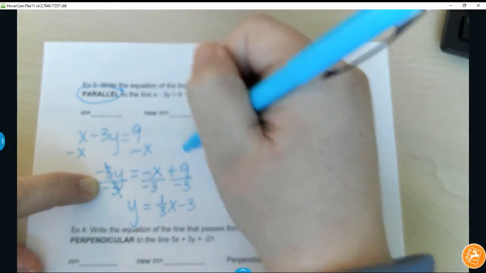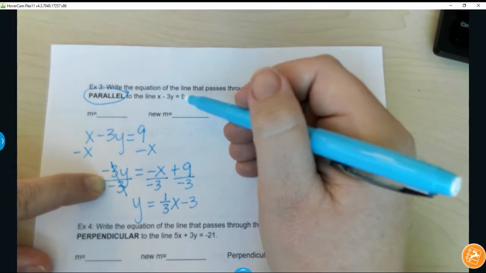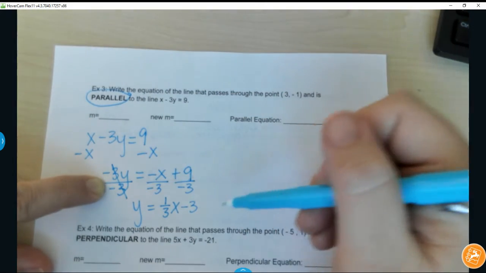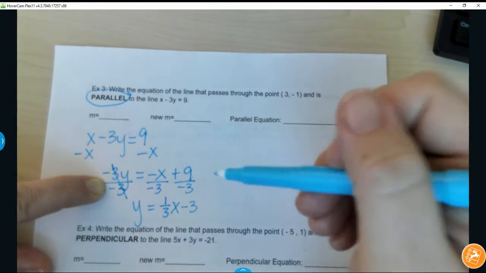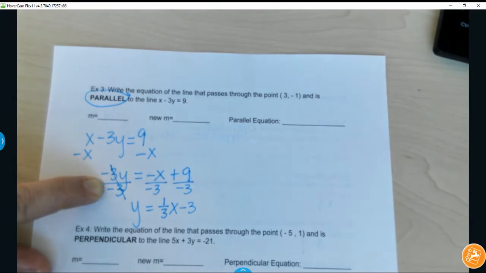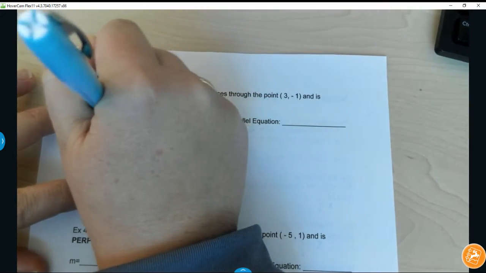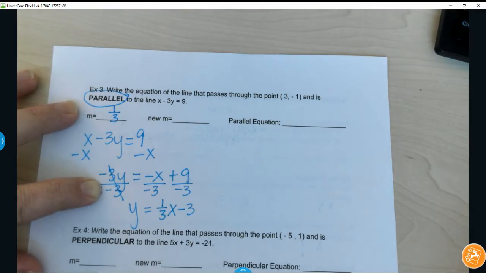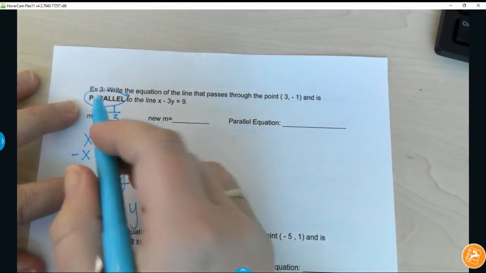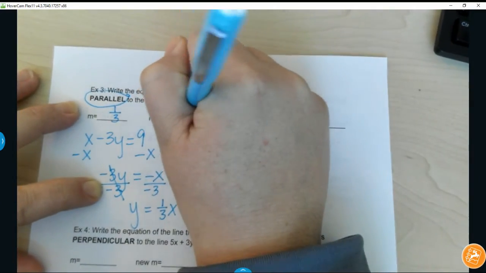So now we just did all this math work just to solve for y. So don't get confused. This is not your final equation. You still have to answer the question. So the original slope is 1/3. We just discovered that by doing that math work. The new slope, if it's parallel, is also 1/3 because they're equivalent. They're the same.